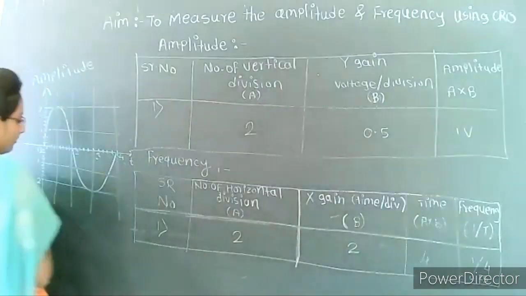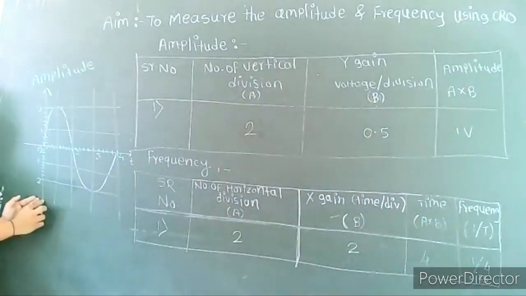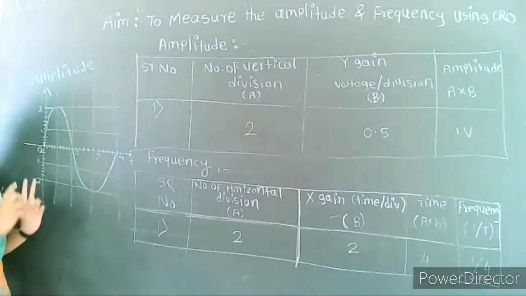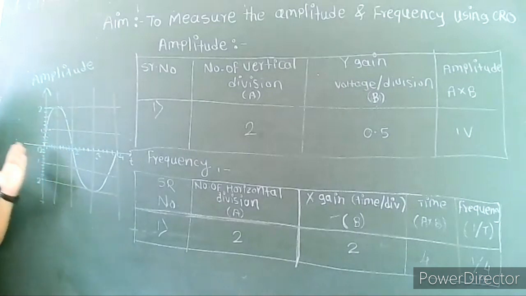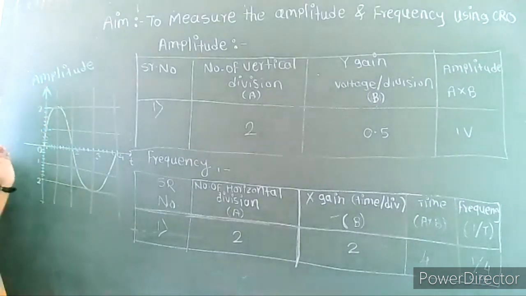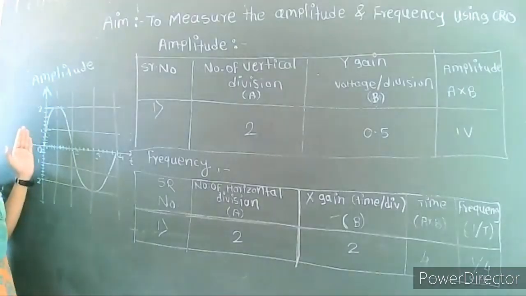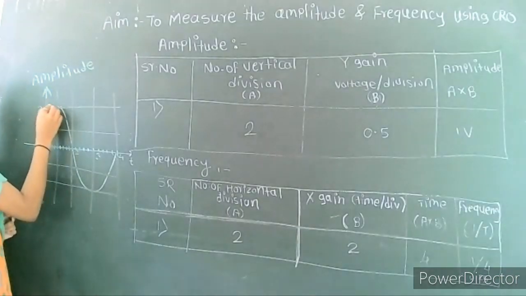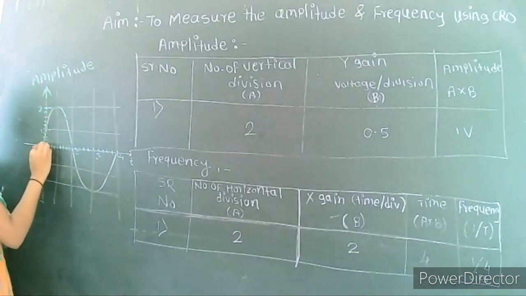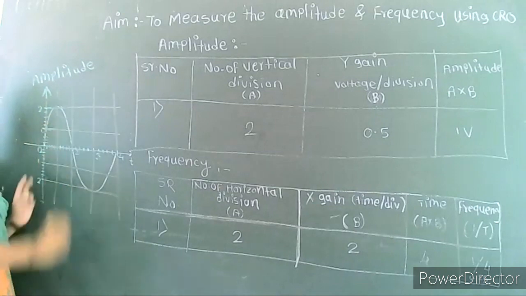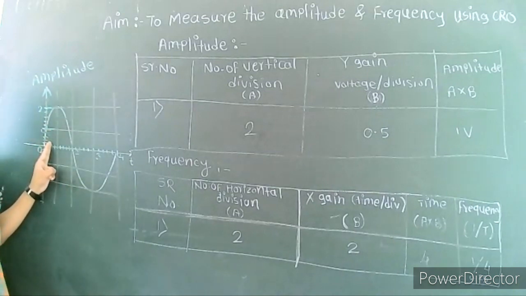Okay, so this is the waveform. From this waveform, we can measure the amplitude as well as frequency. So let's see first how to measure the amplitude of any waveform. For the measurement of amplitude, first we have to calculate how many blocks this waveform contains. This waveform has a total of 2 blocks, and one block has a total of 5 divisions.